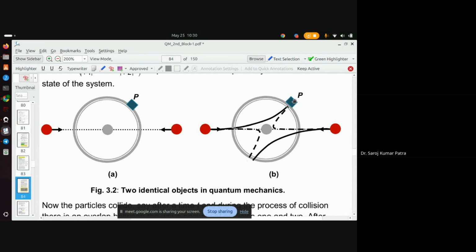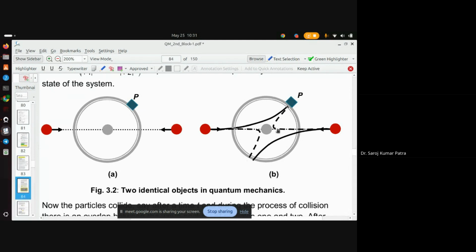नहीं चलेगा। No, sir. है ना? So here I would not know whether this particle has gone to this detector or this particle has gone to this detector. तो इसके स्टेट और इसके स्टेट में कौन सा स्टेट वहां पे गया?